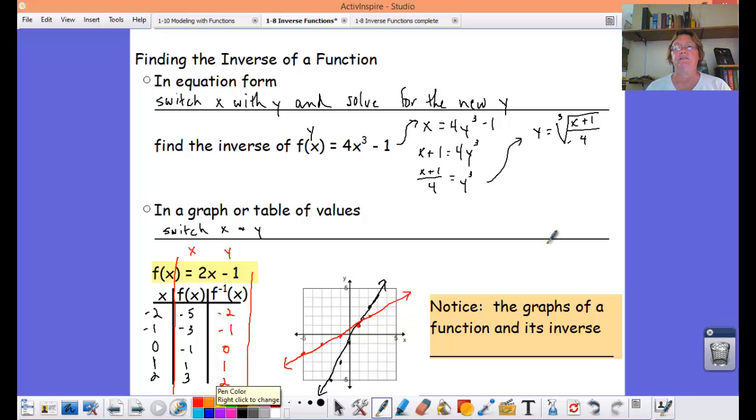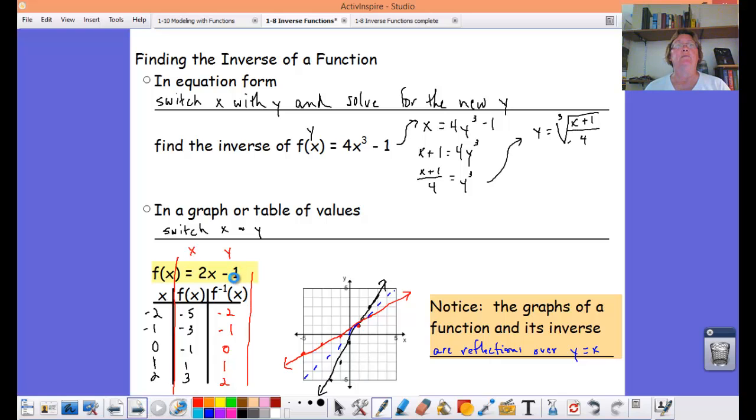And I would love to have you notice this. The graphs of the function and its inverse are a reflection. Okay? They reflect each other over the line y equals x. And that's the diagonal line that goes through 0 and all the way up. The red graph is a reflection of the black over that line, and that will always be true because you've switched x with y. Alright, let's move on.